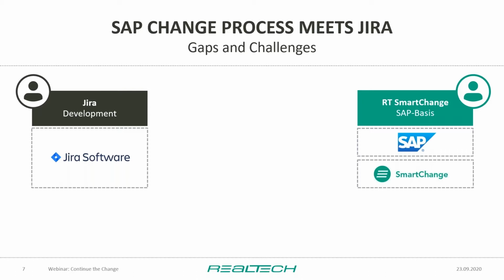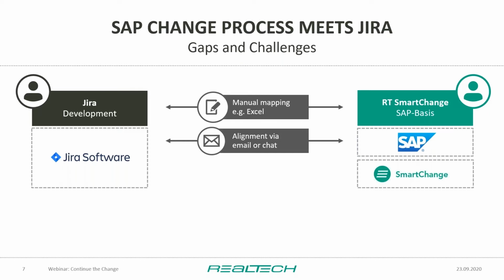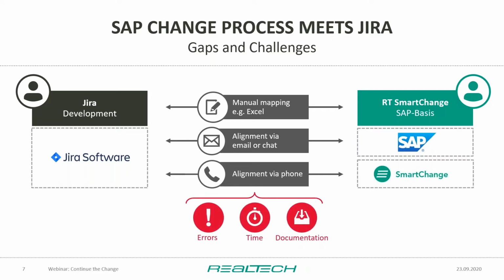And the change now affects the SAP side. It requires the coordination between both sides. In practice, this is often accomplished via manual mappings, e.g. Excel spreadsheets, possibly also by email or chat, or in the worst case, only by phone or verbal. This increases the risk of errors, takes lots of time, and leads to incomplete documentation. So this process gap should be avoided, and it indicates the need of a solid integration.